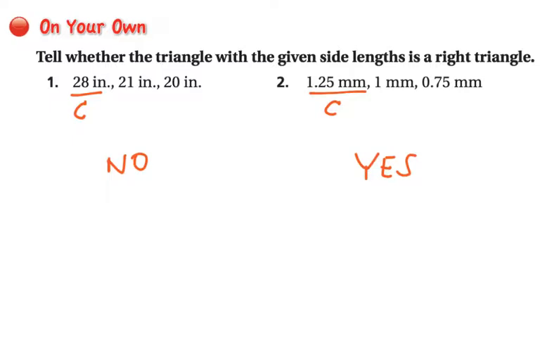So number 1, unfortunately, did not work. It was not a right triangle. Number 2, though, those two sides of the equation would have been equal. So number 2, yes, was a right triangle. Now, that's how we're going to use the converse. And our next objective here was to learn about something called the distance formula. Let's take a look at that key idea.